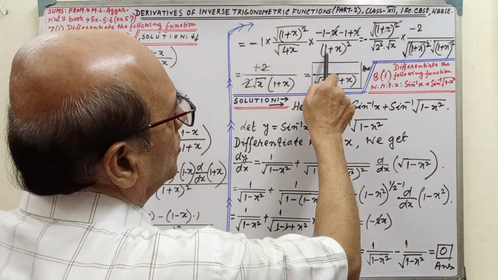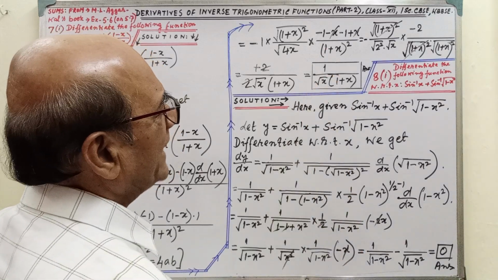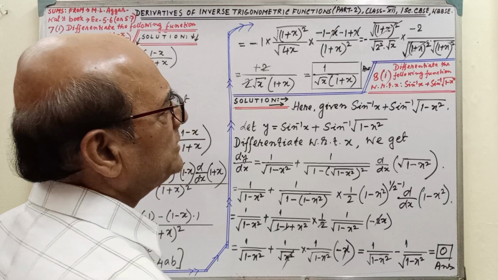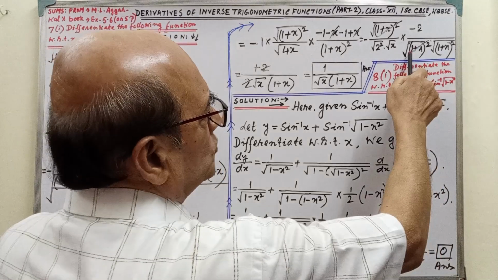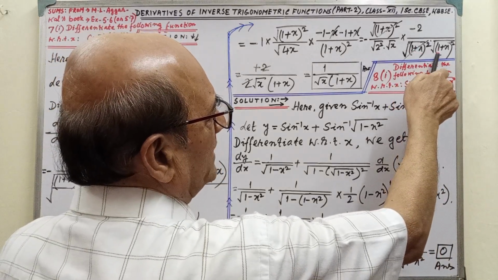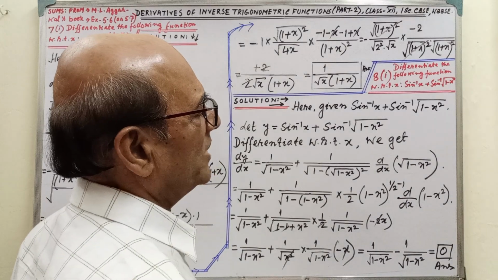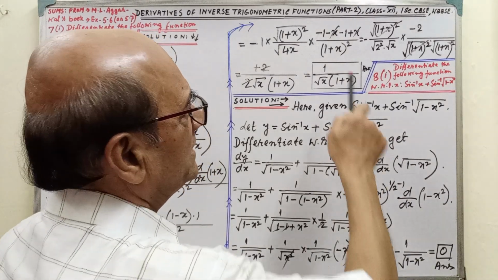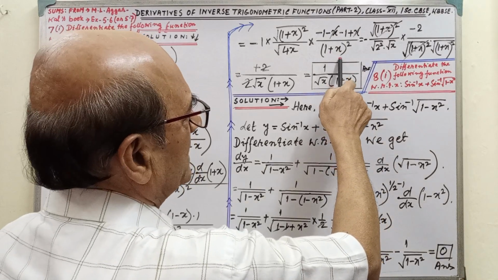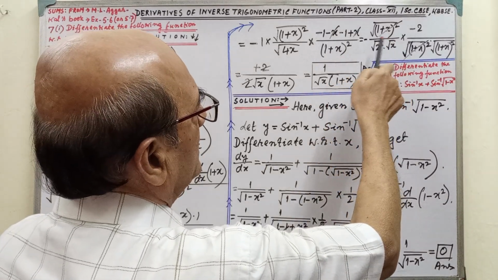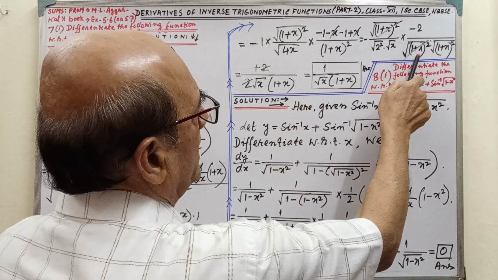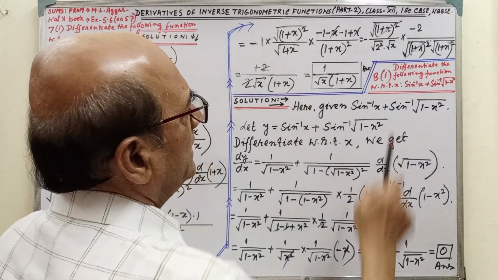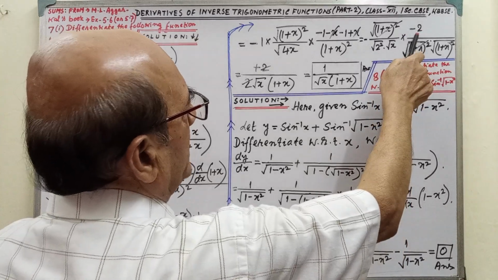Now (1 plus x) whole square, (1 plus x) whole square, that we may write root over (1 plus x) whole square into root over (1 plus x) whole square. That is root over whole square, root and square will be eliminated, then it will be (1 plus x) whole square. This is why (1 plus x) whole square and (1 plus x) whole square, it will be cancelled. And here minus 2.